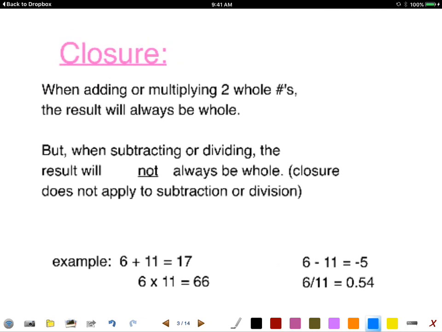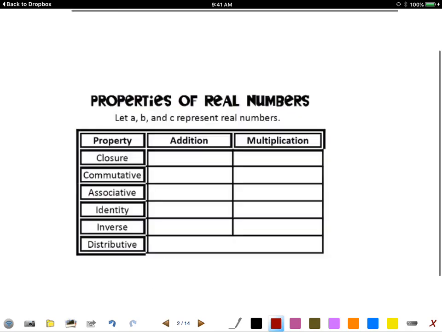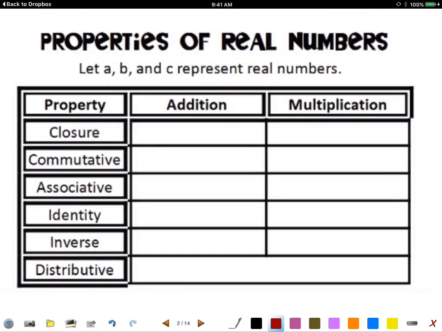The closure property is when you are adding or multiplying two whole numbers. Whole numbers is the key word here, or phrase. Okay, they have to be whole numbers. So when we're subtracting or dividing, the result is not always going to be whole. So the closure property doesn't apply with subtraction and dividing. It only applies when we're adding or multiplying. So here's an example for addition. So we're going to go to our chart here and write 6 plus 11 is equal to 17.